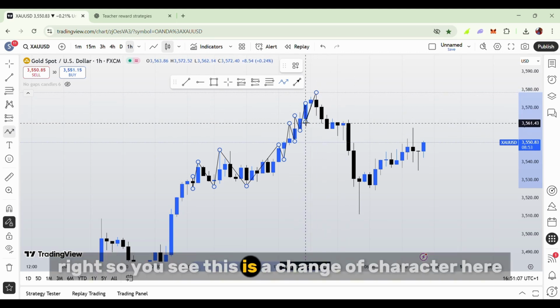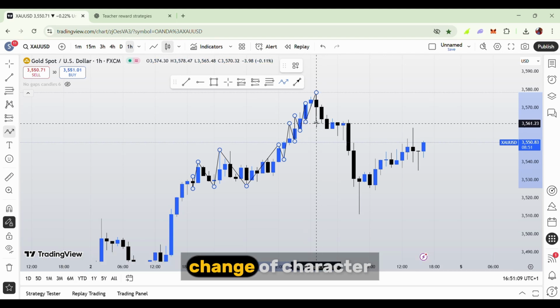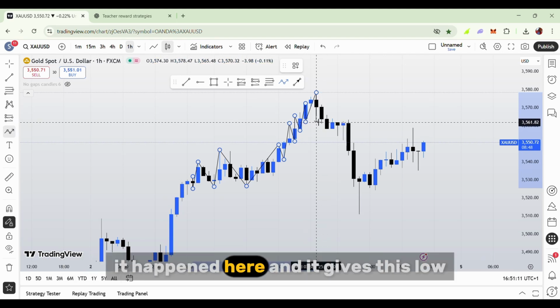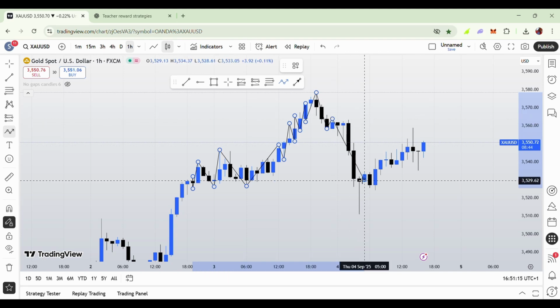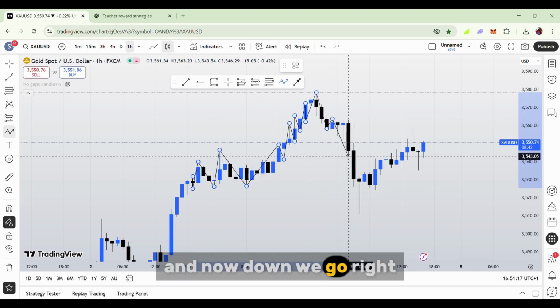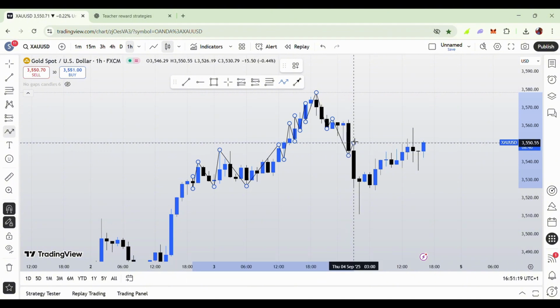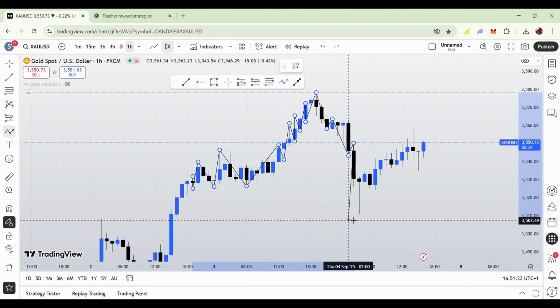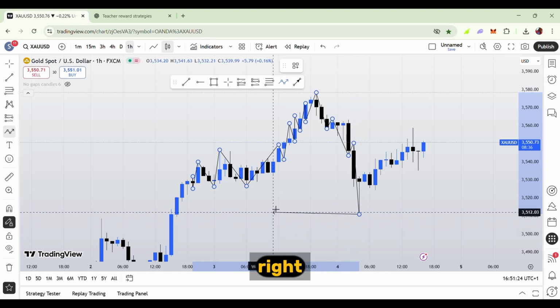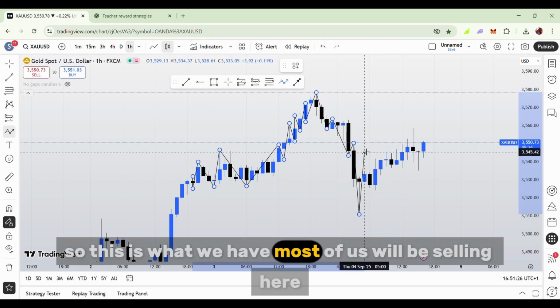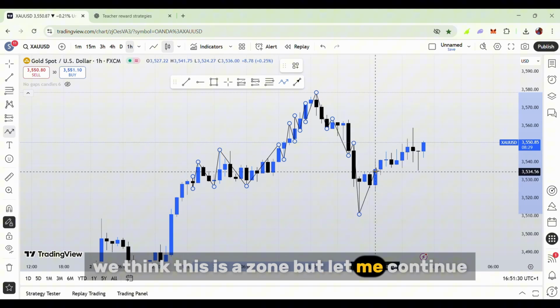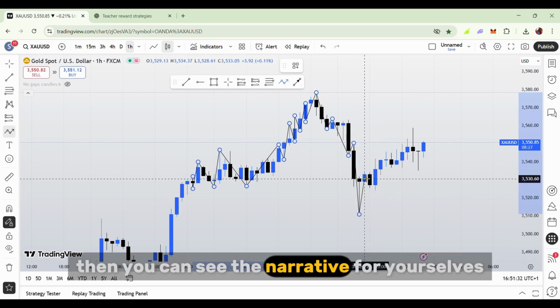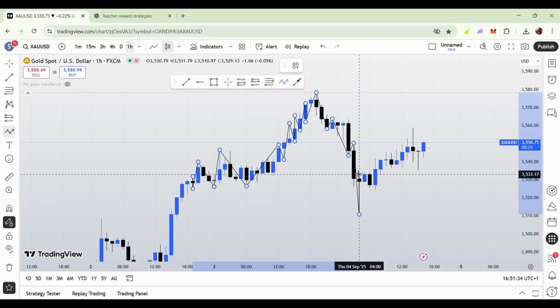So you see, this is a change of character here. It happened here, and it gives this low. It gives this high, and now down we go. So this is what we have. Most of us will be selling here. We think this is a zone, but let me continue, then you can see the narrative for yourselves.